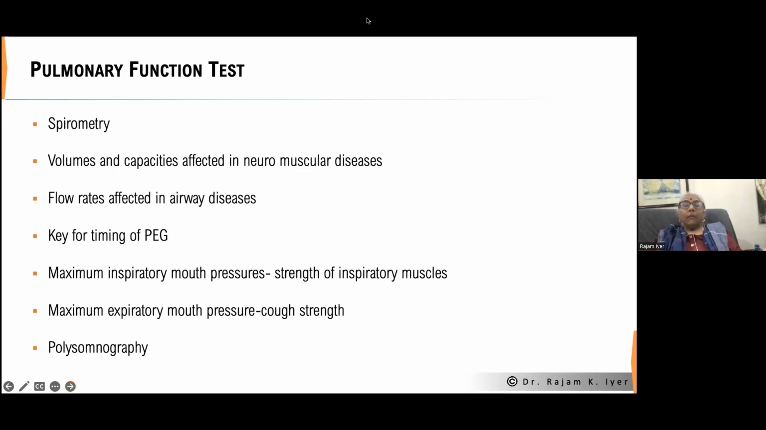Is that clear? Yes, ma'am. So it is important for you to remember that. And then, of course, polysomnography is also part of PFT. And what is polysomnography? Can anybody say? Sleep study. Excellent. So it's for which condition? OSA, obstructive, central or mixed.